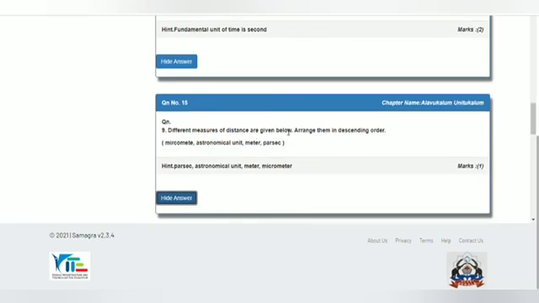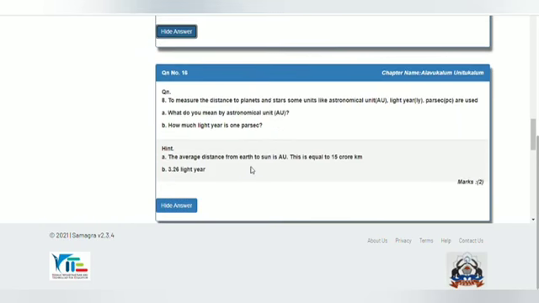Different measures of distance are given. Arrange them in descending order. Here it is given: micrometer, astronomical unit, meter and parsec. First one is parsec, then astronomical unit, then meter, then micrometer. To measure the distance of planets and stars, units like astronomical unit, light year, parsec are used.